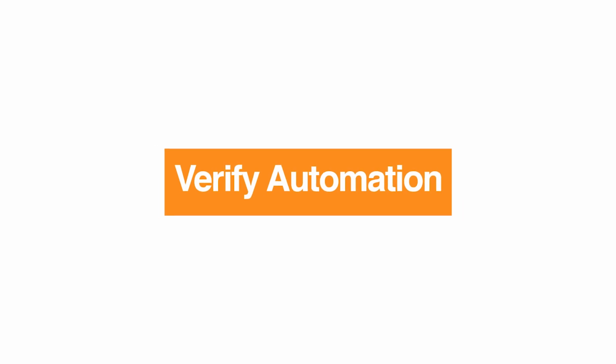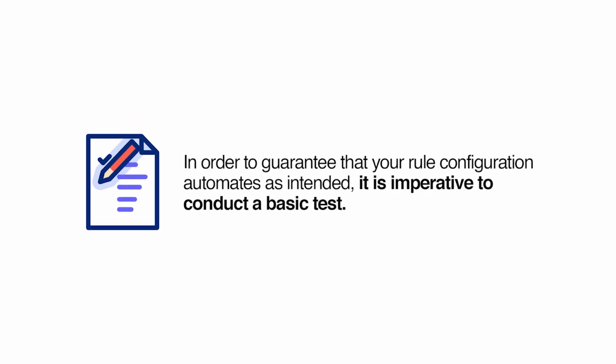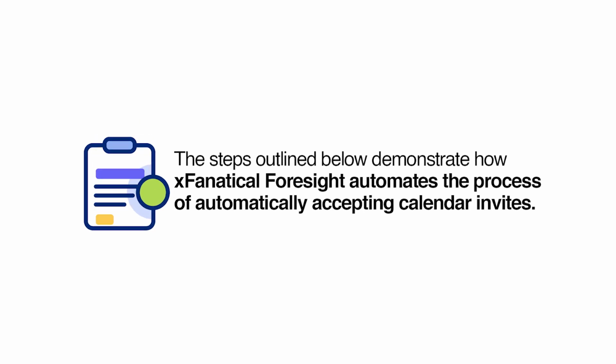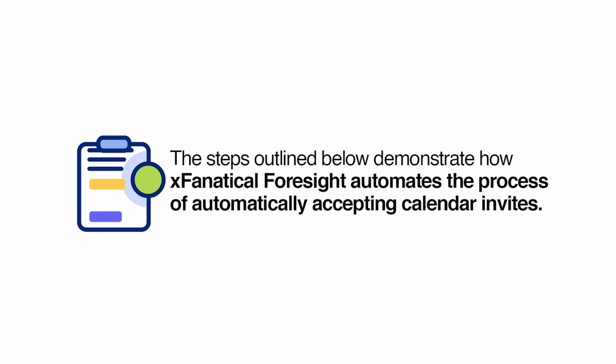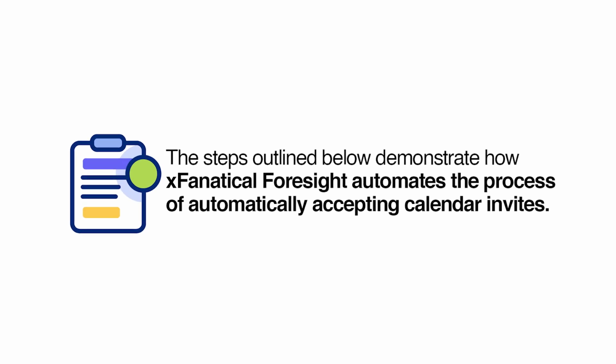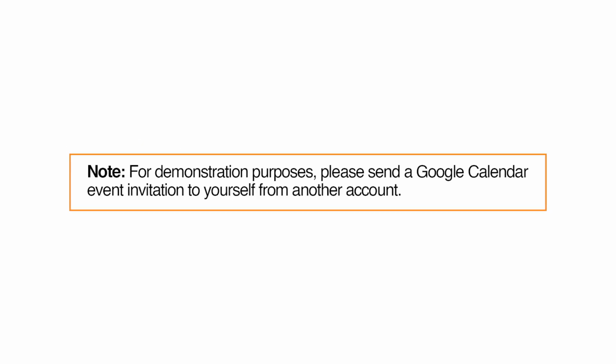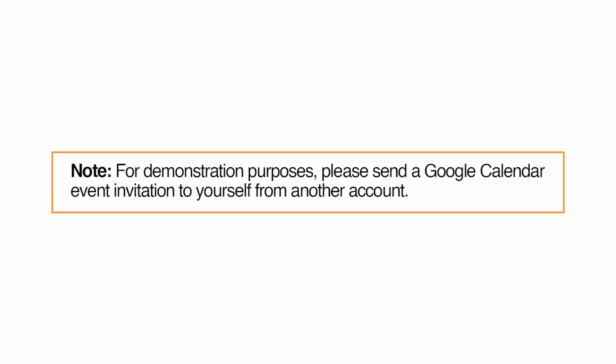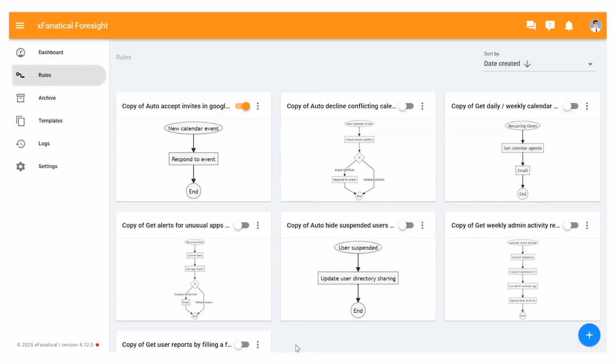Verify automation. In order to guarantee that your rule configuration automates as intended, it is imperative to conduct a basic test. The steps outlined below demonstrate how xFanatical Foresight automates the process of automatically accepting calendar invites. Note: for demonstration purposes, please send a Google Calendar event invitation to yourself from another account. The rule will be triggered upon receiving a new calendar event invitation in Google Calendar.